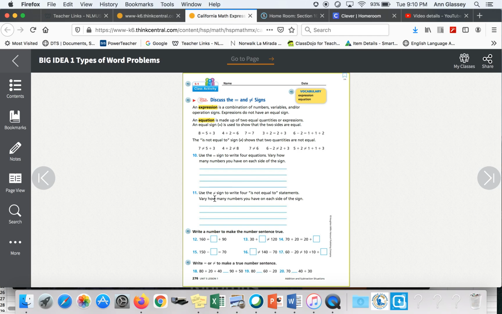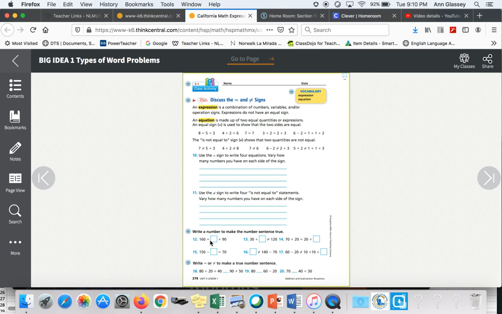For number 11, use the not equal to sign to write 4 is not equal to statements. That means you're going to write 4 different statements with things that are not equal to each other. And you need to vary how many numbers on each side of the sign. So one number, two numbers, two numbers, one number, one number, one number, etc. Write 4 not equal to's here, and you can't copy these exact ones.